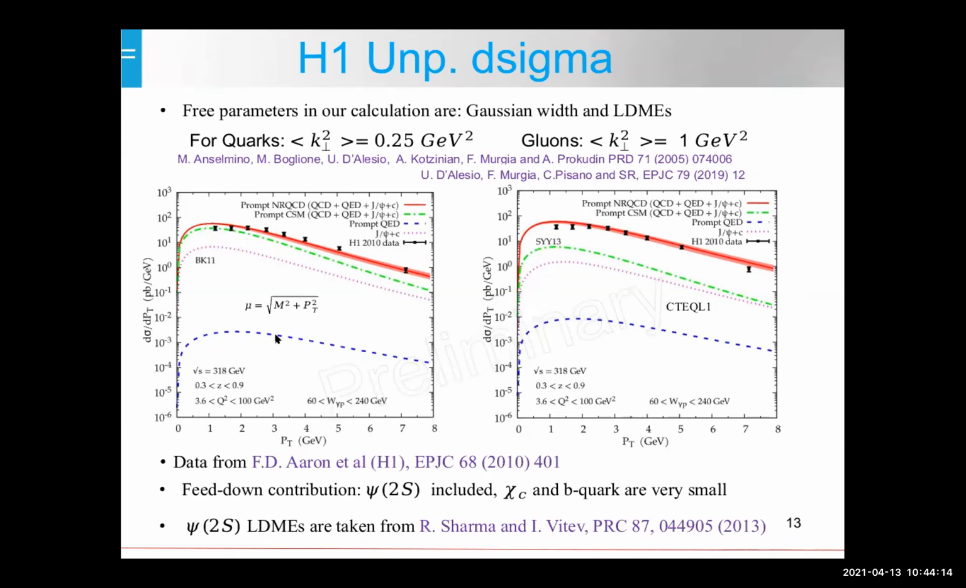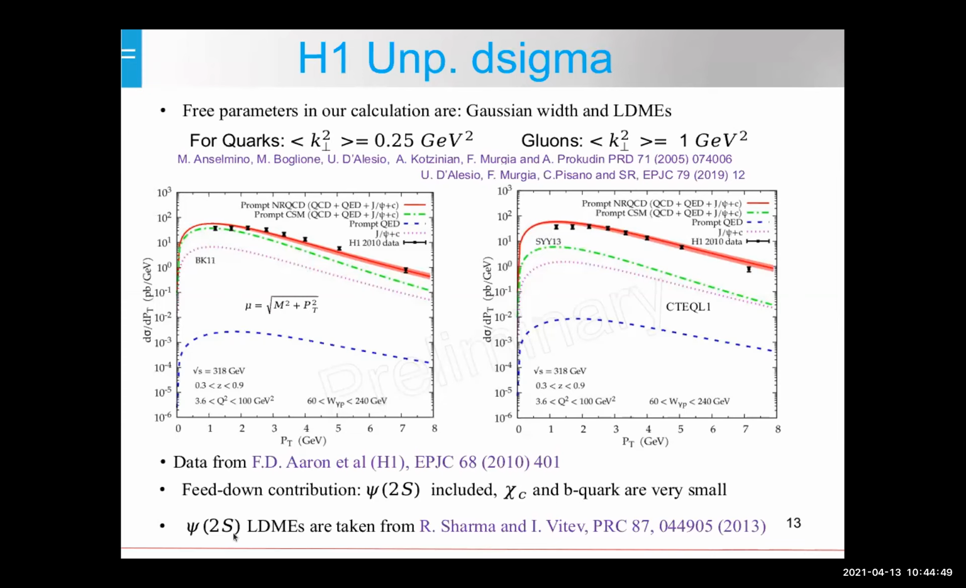The green dashed curve represents the QED diagrams contribution, which contributes at order alpha cubed. The pink dotted curve represents the intrinsic charm contribution to the J/psi. The color singlet model prediction is denoted with the green dash-dotted line, while the red solid curve represents the NRQCD prediction. The band is obtained by varying the factorization scale from 2 times the transverse mass to half of the transverse mass. For feed-down, we have included the psi(2S), while the chi_c and B quarks are dropped due to their insignificant contribution compared to the psi(2S).